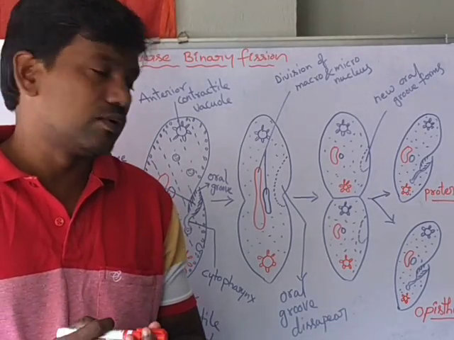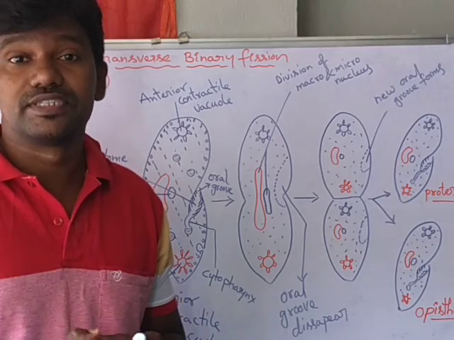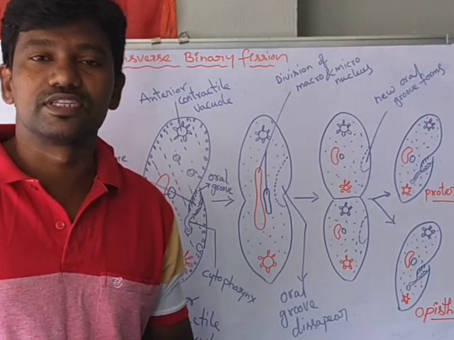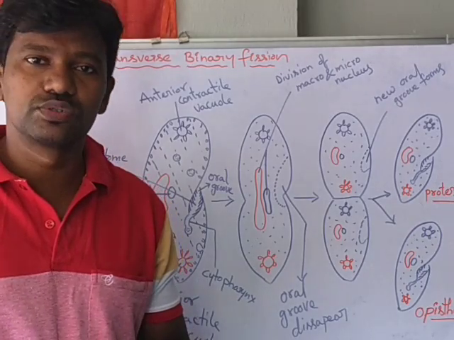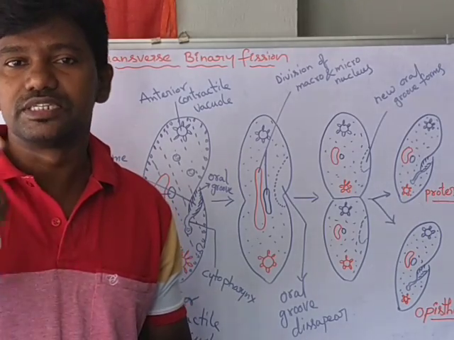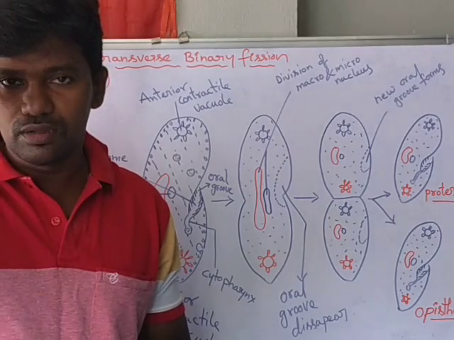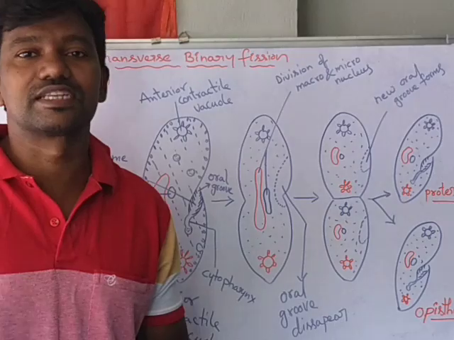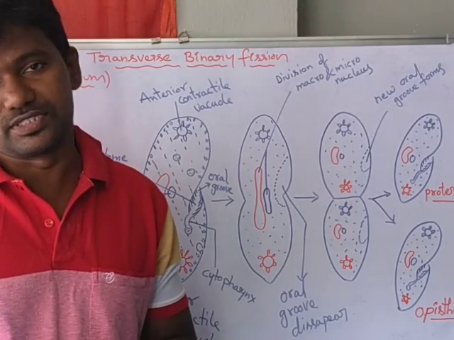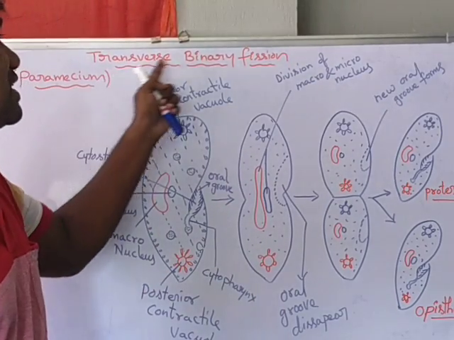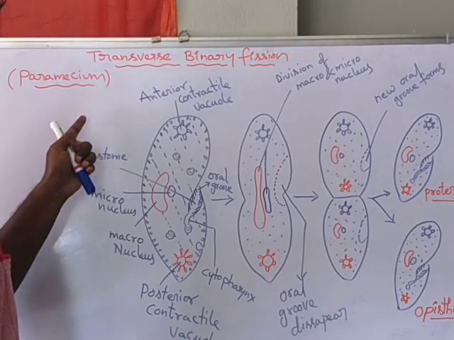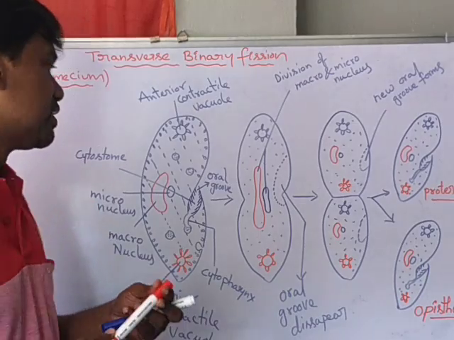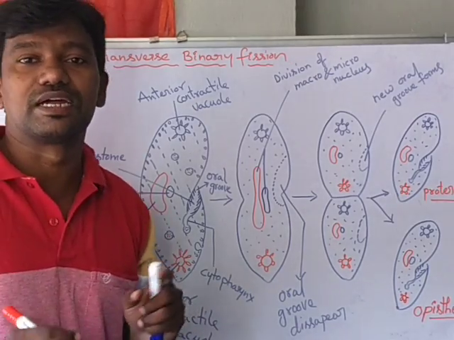Here, in binary fission, there are two types: one is longitudinal binary fission, and the second one is transverse binary fission. Longitudinal binary fission means the organism divides into two daughter individuals through the longitudinal axis, or if it divides transversely, that is called transverse binary fission. Transverse binary fission occurs in paramecium, and longitudinal binary fission occurs in euglena. So let us explain the transverse binary fission.